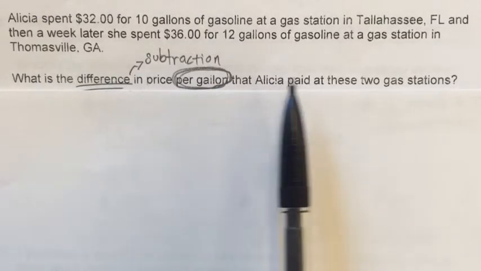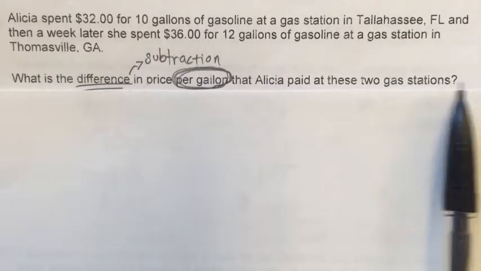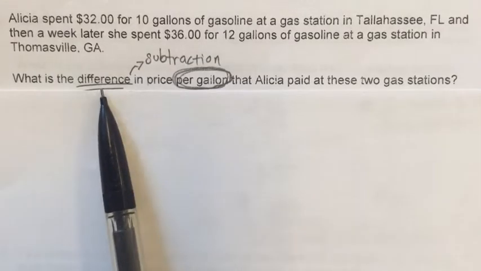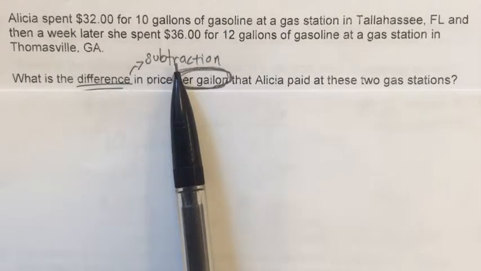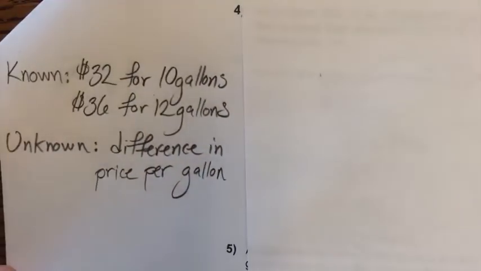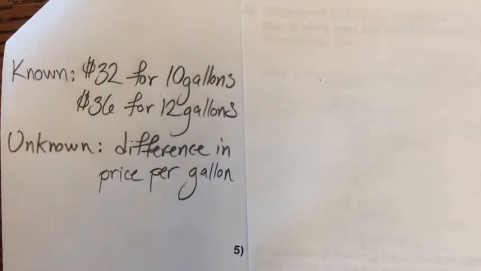What is the difference in price per gallon that Alicia paid at these two gas stations? Difference, that's a key word. It means that we're going to end up doing subtraction. So our known and our unknown are over here. Known, we know that she paid $32 for 10 gallons at one place and $36 for 12 gallons at another place. Unknown, we're trying to find the difference in price per gallon.